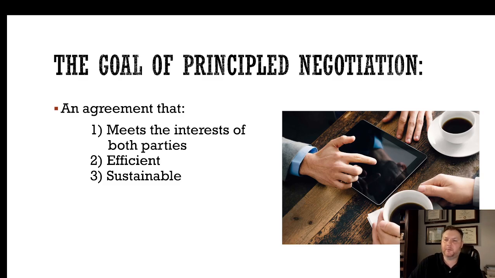So what is principled negotiation? It's basically a way to get a win-win, and it's very detail oriented. So here's what you're looking for in a principled negotiated agreement. You want an agreement that has the following three criteria. It meets the interests of both parties, not the positions, the interests. And again, I'm going to give you an example of a real one that I dealt with.